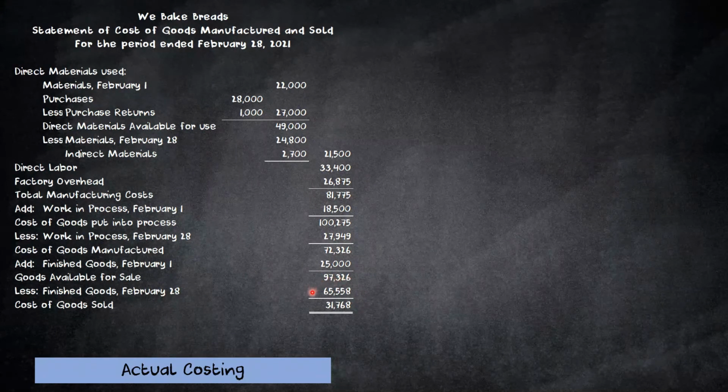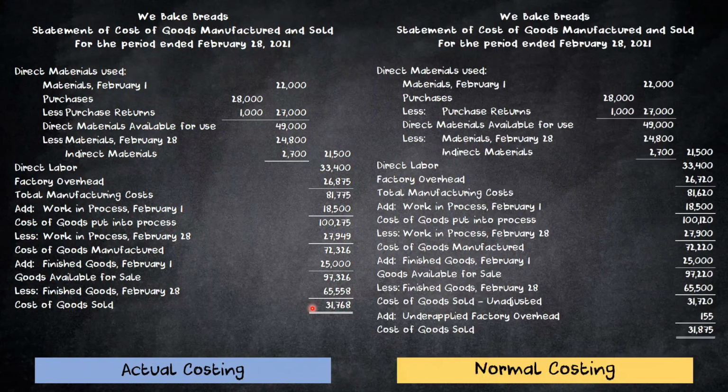Tapos, i-deduct ulit natin yung ending balance naman ng finished goods. Ito naman yung amount ng job 402. Kasi diba, natapos si 402 pero hindi siya nabenta. Kaya, ito yung amount nun kasama yung beginning balance natin. And, by deducting that, we will get the cost of goods sold na 31,768. Ito na yung amount ni job 401. So, para mas ma-compare natin, let's now go to normal costing.